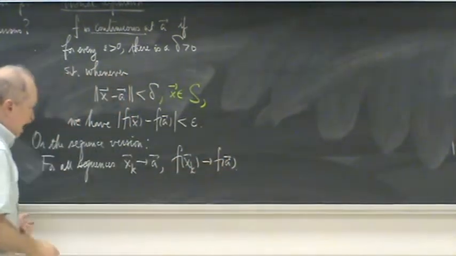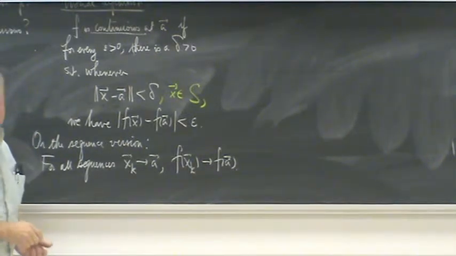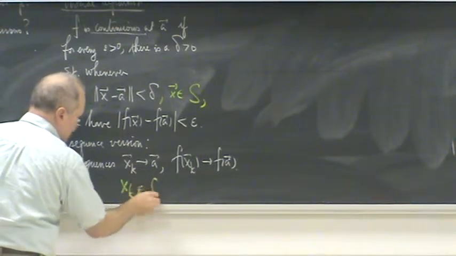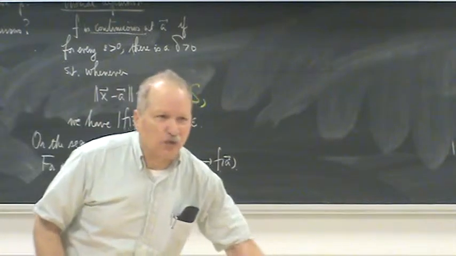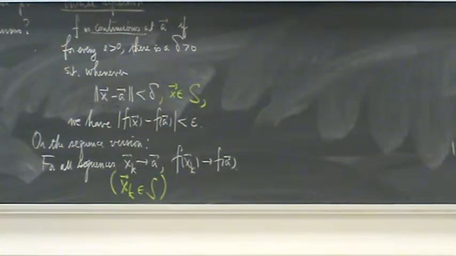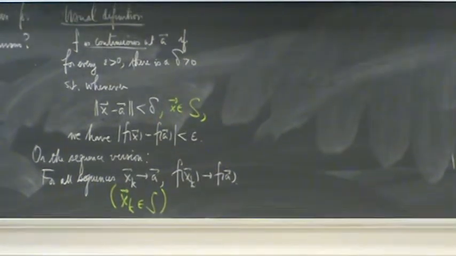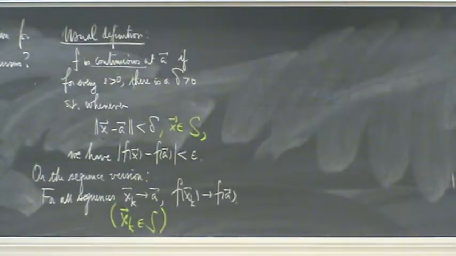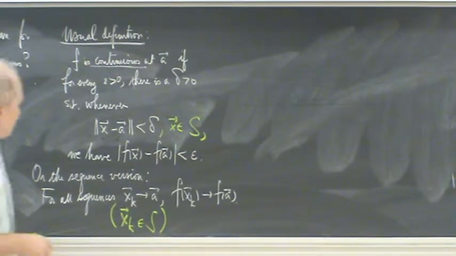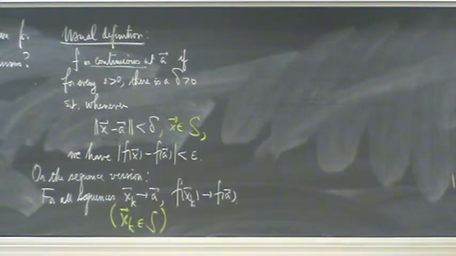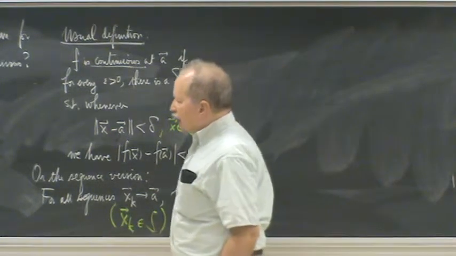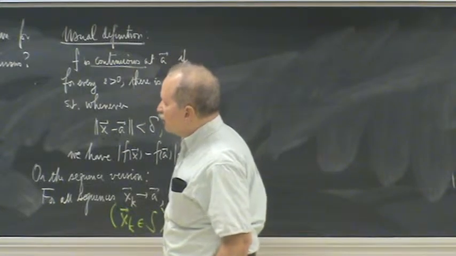And now how do I edit that? You just have to make sure your sequences all live in S. And so that makes sense of continuity on any sort of weird set in R^n that you want to talk about. Those of you who want to understand what continuity means in more abstract settings will eventually take real analysis and topology and learn more there. But this is plenty for us. Okay, that was a side remark.